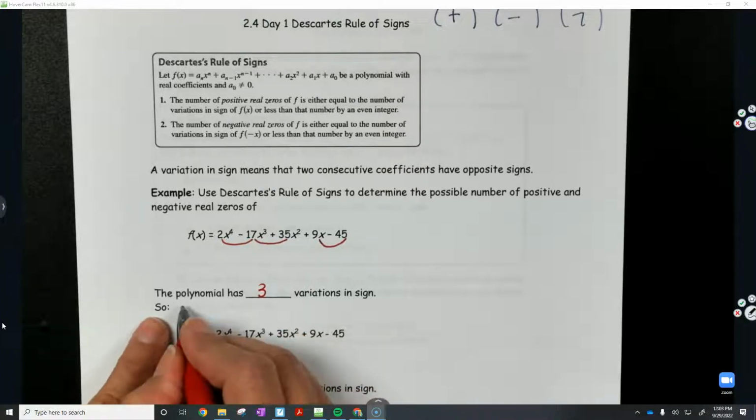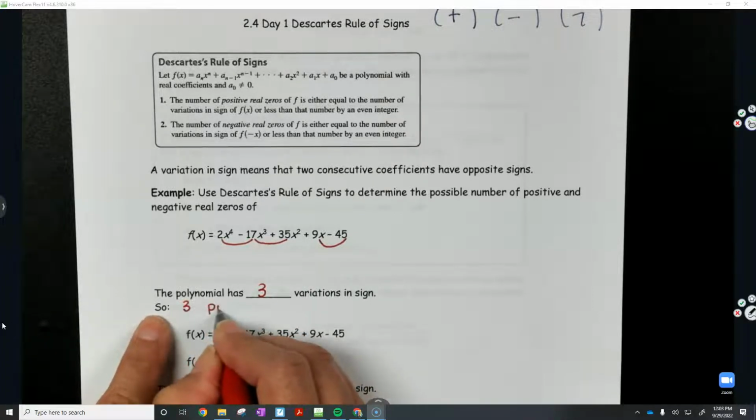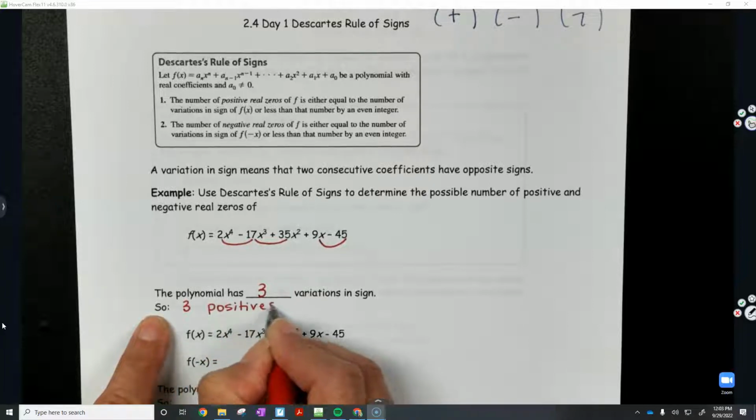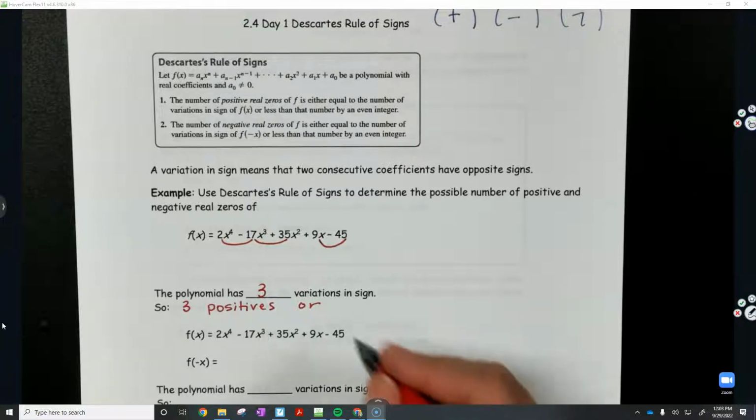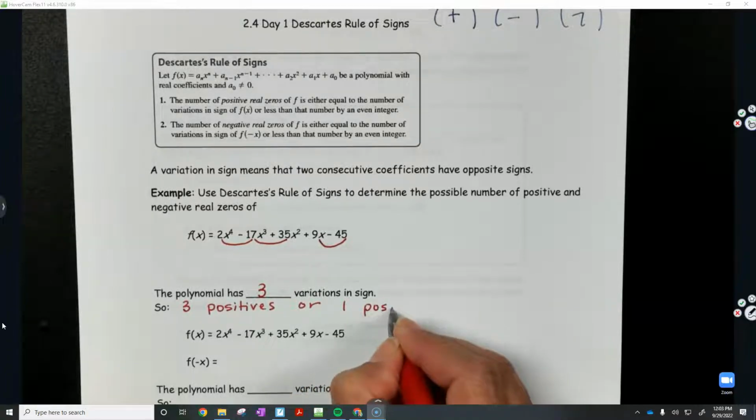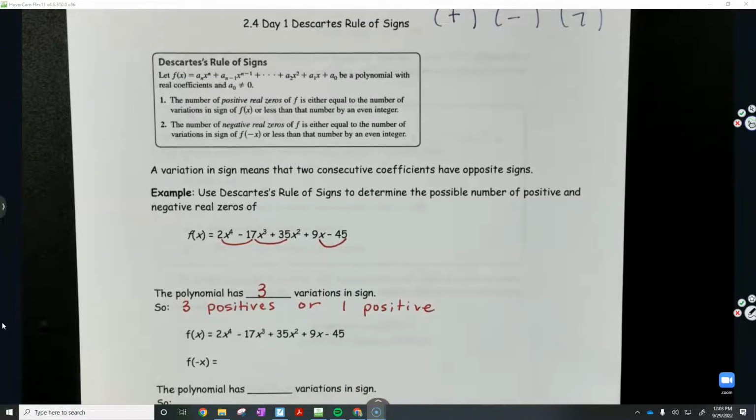So I'm either going to have 3 positives or, what's 3 minus 2? 1 positive. And I'll tell you why I asked you why we were subtracting by 2. Which means, guys, if I put this in Desmos and graphed it, it's going to cross the x-axis 3 times over there or 1 time. Not 2 times, not 4 times. It's certainly going to cross it, but we just don't know if it's 3 or 1 yet.